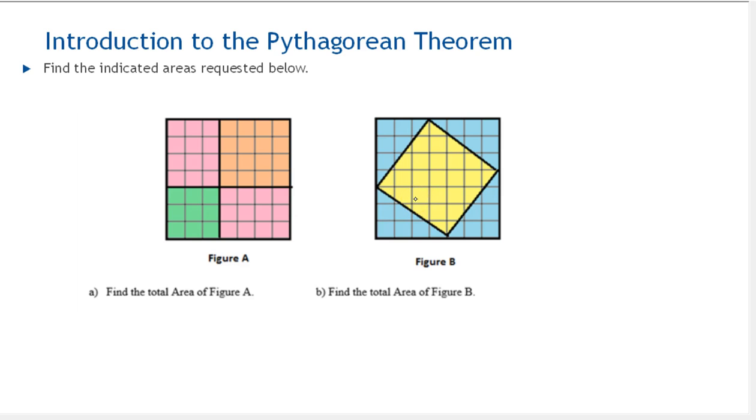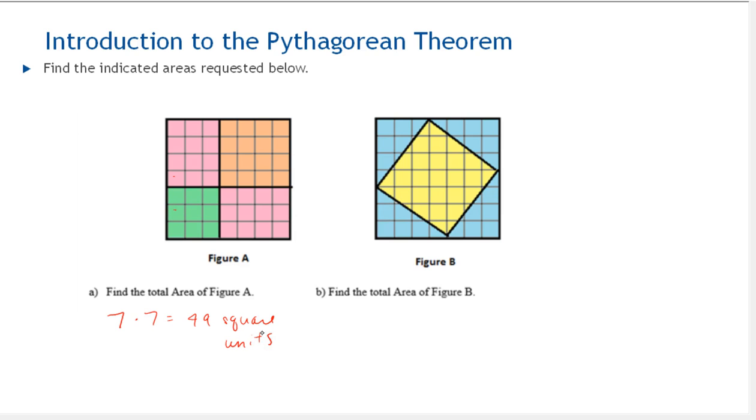Notice they're both squares, and we're asked to find the area of both of them. So you may already see that, except for the coloring, they are actually identical figures. So let's find the area. Here we have 1, 2, 3, 4, 5, 6, 7. 1, 2, 3, 4, 5, 6, 7. So figure A has an area of 7 times 7 equals 49 square units.